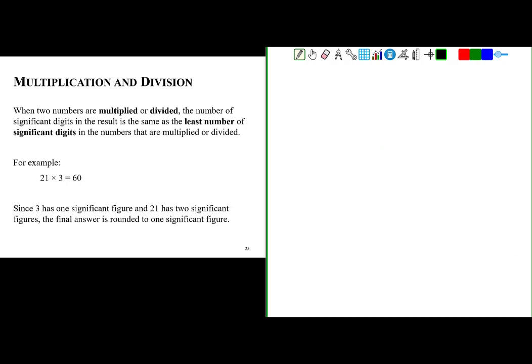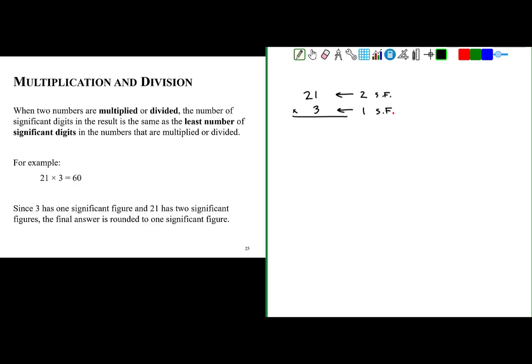When two numbers are multiplied or divided, the number of significant digits in the result is the same as the least number of significant digits in the numbers that are multiplied or divided. So let's take the number 21 times 3. 21 has two significant digits, so we'll say it has two significant figures. The number 3 has one significant digit, so one significant figure.